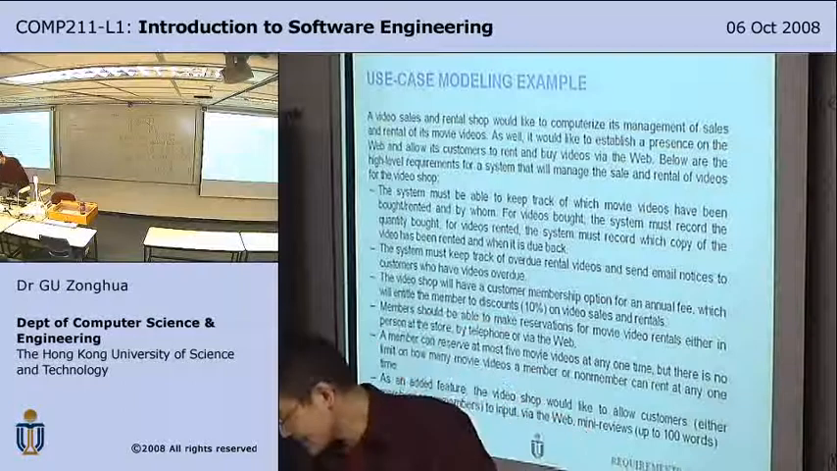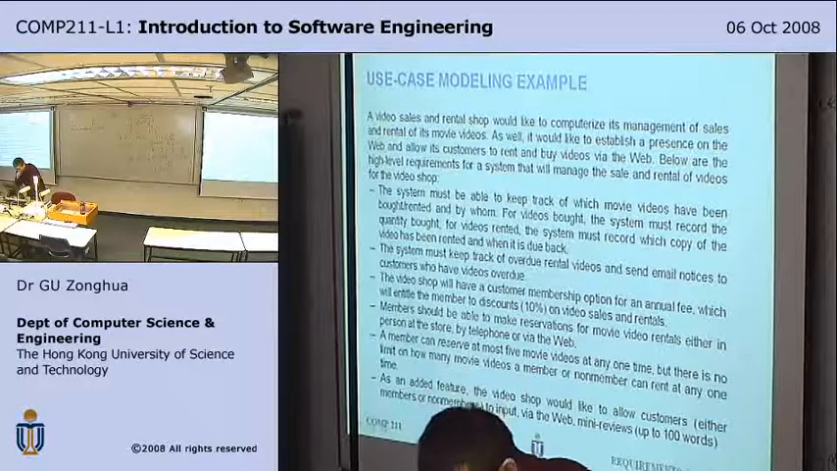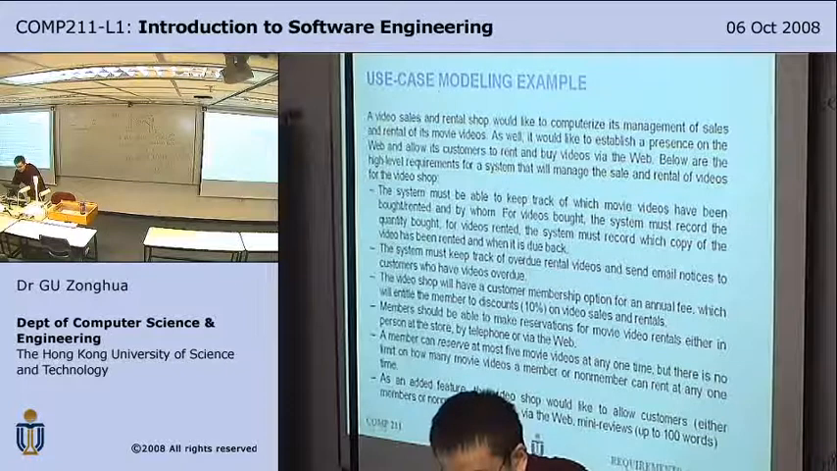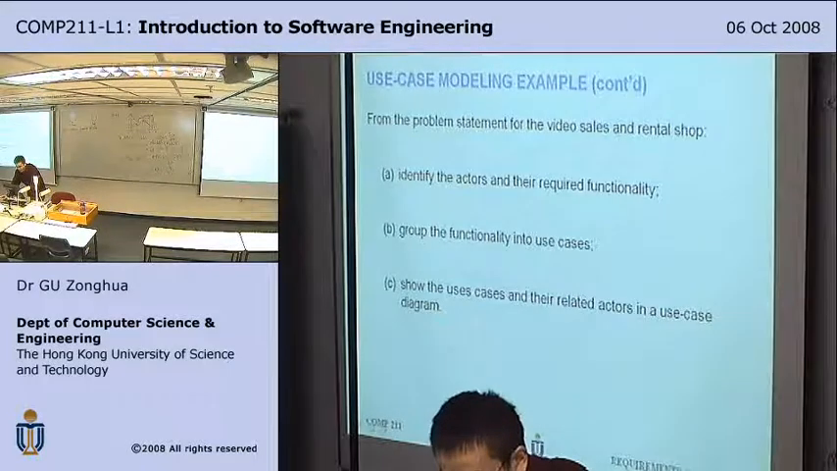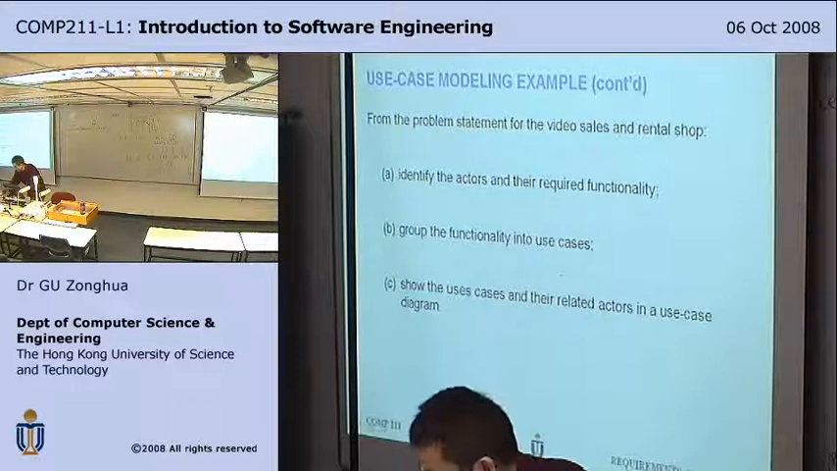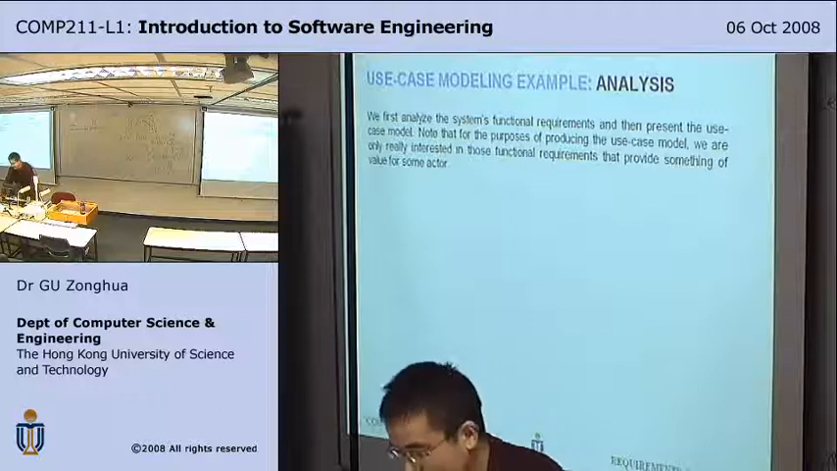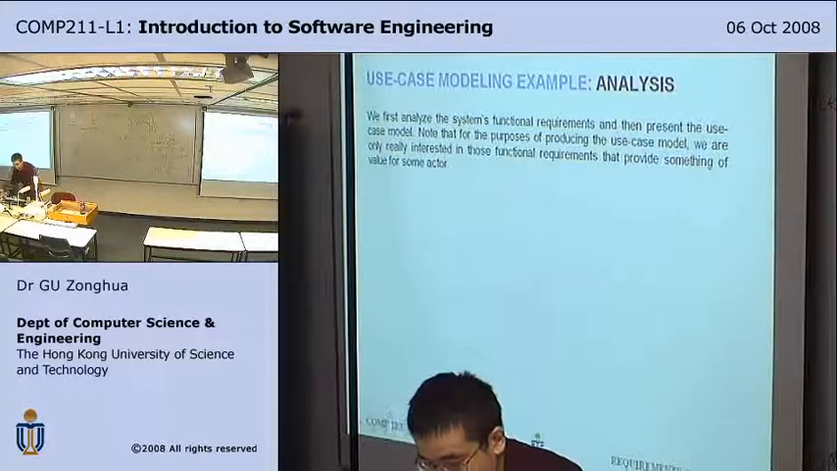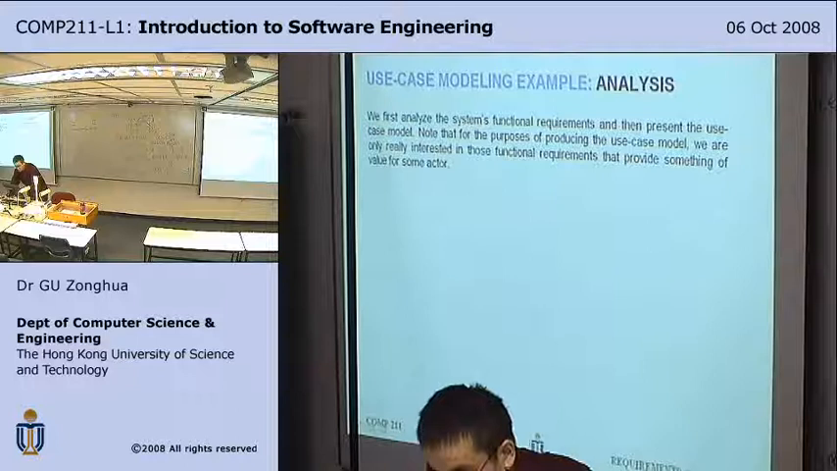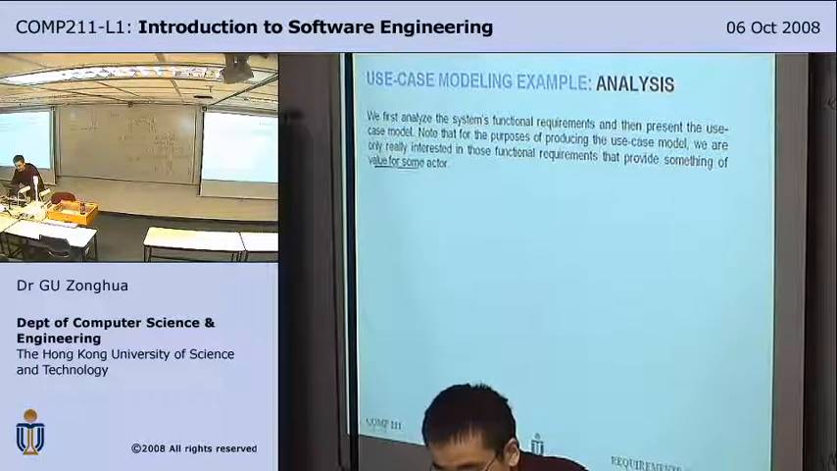So here's another example for the use case modeling. You saw this last time. So identify the actors and group the functionality into use cases and show the use cases and their related actors in the use case diagram. So we first analyze the requirements. We are only interested in these functional requirements that provide something of value for some actor.